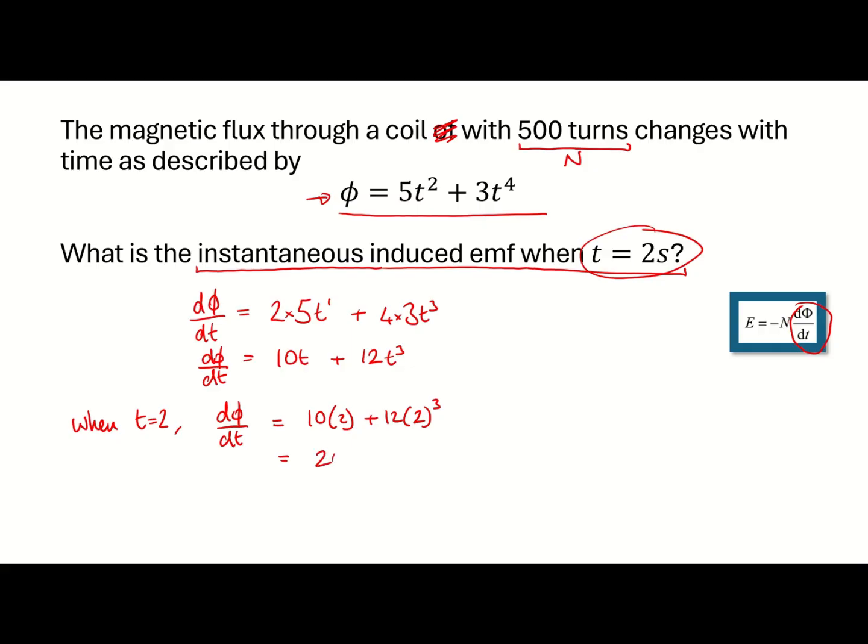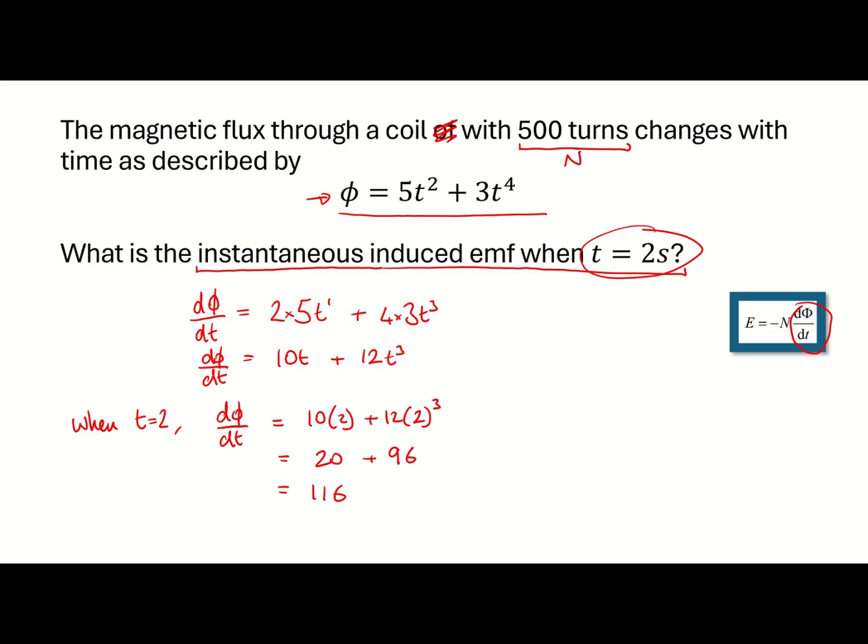Again, you can use your calculator here to help you. 10 times 2 is 20. 12 times 2 cubed, that's 12 times 8 is 96. So d phi over dt is 116. So d phi dt is 116.